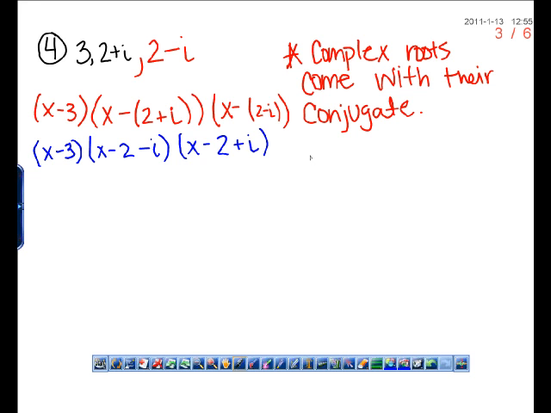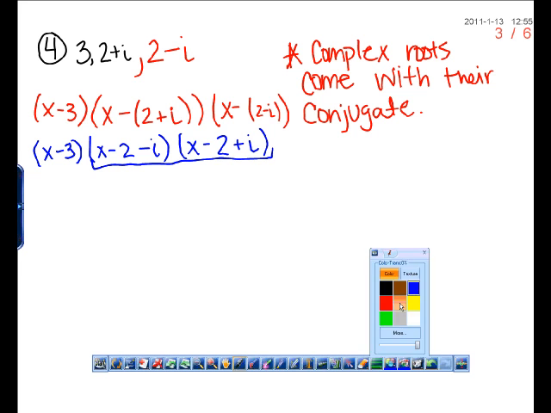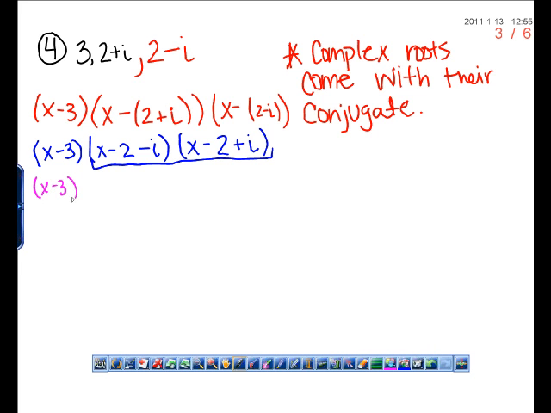Does everyone see what I'm doing right now? Yeah? Okay. Let's multiply those long ones first. x minus 2 minus i, x minus 2 plus i. So I'm going to distribute my x to everything. x times x is x squared. x times negative 2, negative 2x. x times i, we'll say ix.